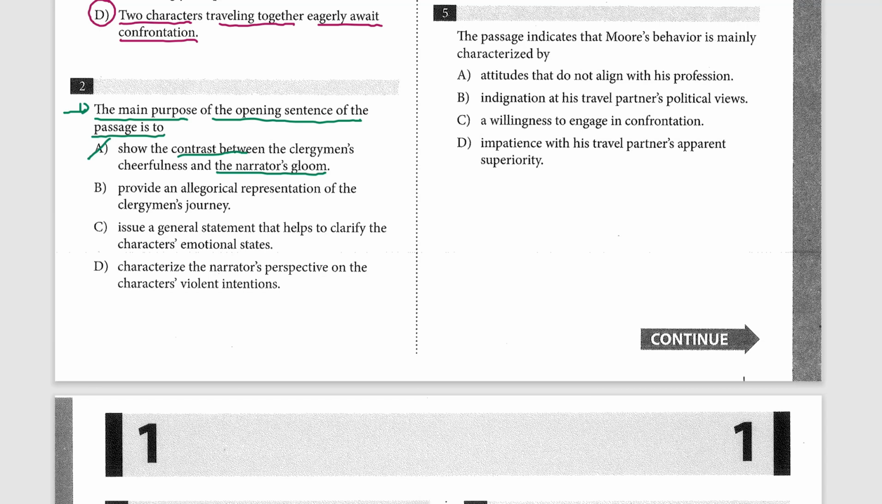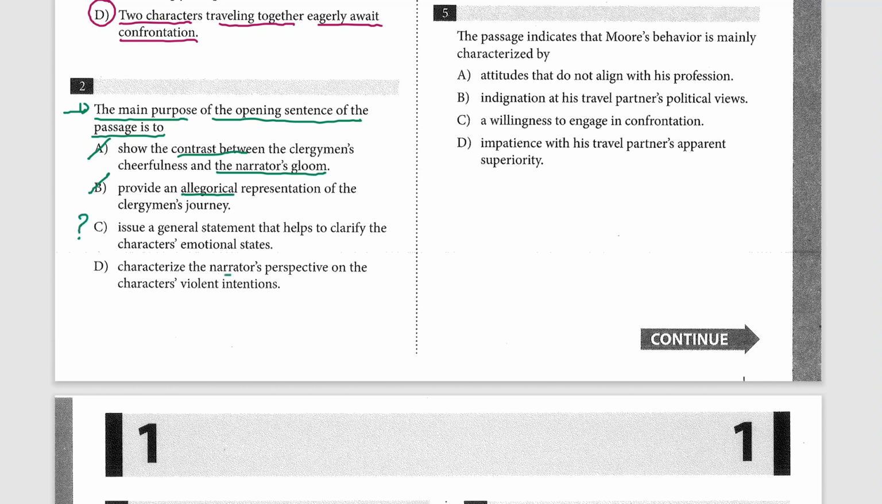Provide allegorical representation of the clergy's journey. Allegorical, symbolic representation of the clergyman's journey. That was the main theme. No. Issue a general statement that helps to clarify the character's emotional states. Keep it for the time being.